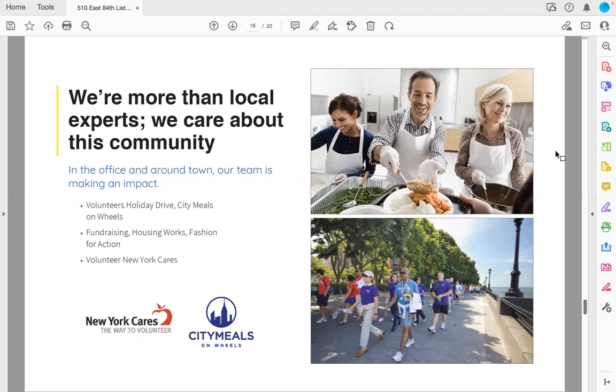Nationally, Weichert is involved with a number of different cancer research centers and things like that. And they actually donated money to build a new cancer research wing at NYU Hospital, which was really great. So we are invested in the New York and tri-state area, and again, we're here to help everyone.